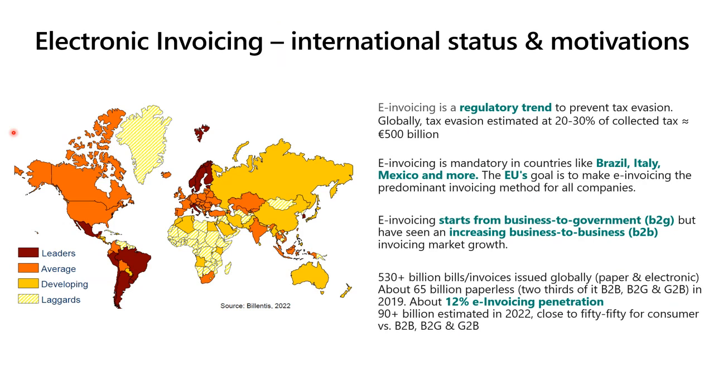Initially started as a requirement for business to government transactions, the adoption of e-invoicing is expanding to business to business and growing more each time. In 2019, approximately 65 billion invoices were issued electronically, I mean paperless. And in 2022, the estimate grows to 90 billion invoices. And while in some countries, e-invoicing is already consolidated as a regulatory requirement, and has been running for years, like in Brazil, for example, others are just beginning this journey.